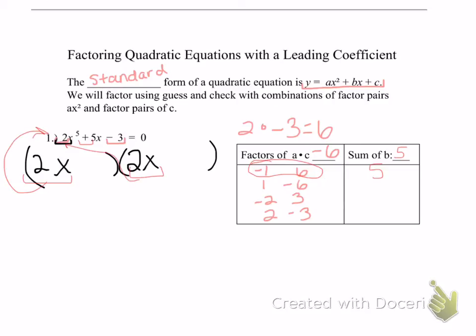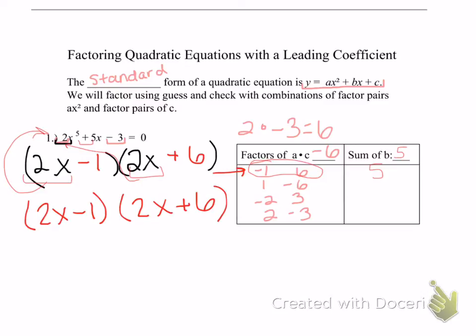Now we're going to plug in the two numbers that we found, negative 1 and 6, into our equation. So right now we've got 2x minus 1, and we have 2x plus 6. My goal now is to figure out if I can simplify these anymore, whether I could take out a GCF. That's what I'm looking for here. If I look at my first factor, I have 2 and I have 1. Was there a GCF there? No, it's just 1, so we're not going to do anything with that.